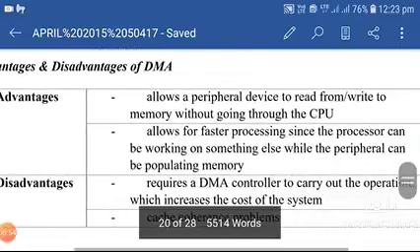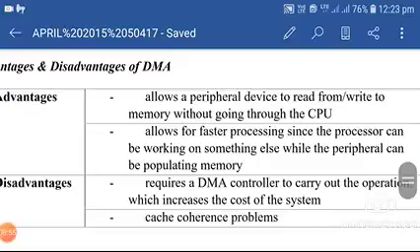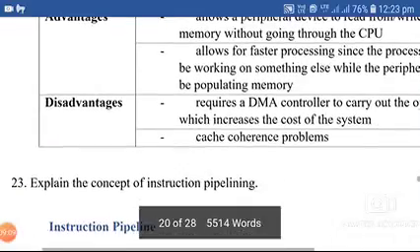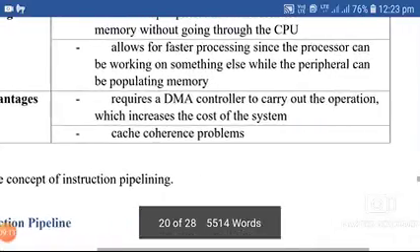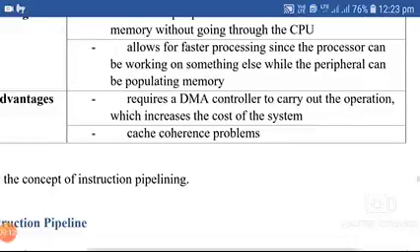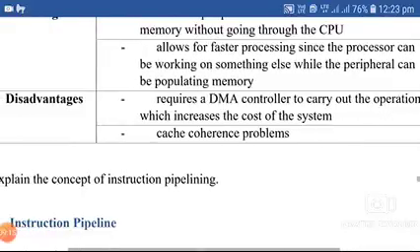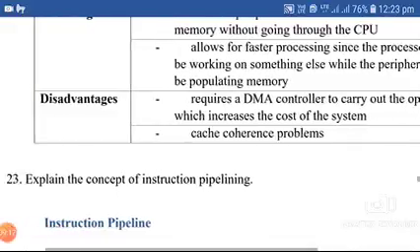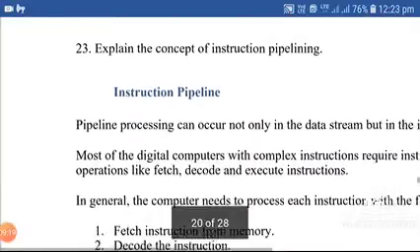Advantages: it allows a peripheral device to read from or write to memory without going through the CPU. It allows for faster processing, since the processor can be working on something else while the peripheral is populating memory. Disadvantages: it requires a DMA controller to carry out the operation, which increases the cost of the system. Cache coherence problems.